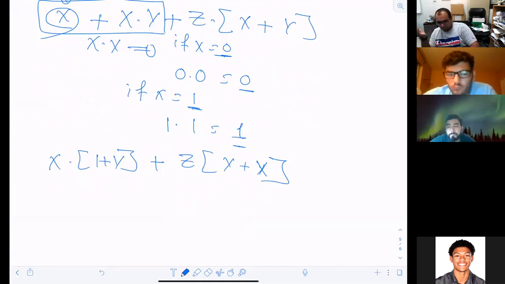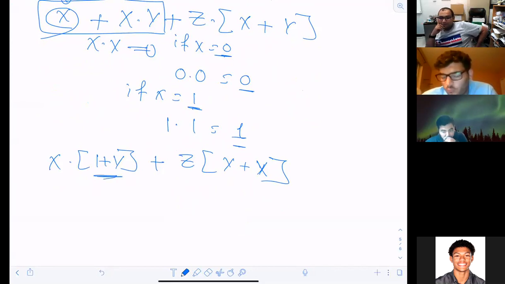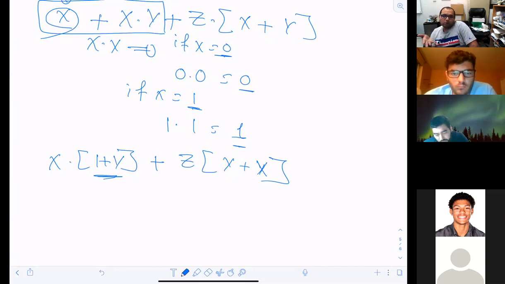Right? Look at this. 1 ORed with y is what? We already did it. You remember? It's 1. Why 1? Because if y is equal 0, the output is 1. If y is equal 1, the output is 1. So you can just say this is x.